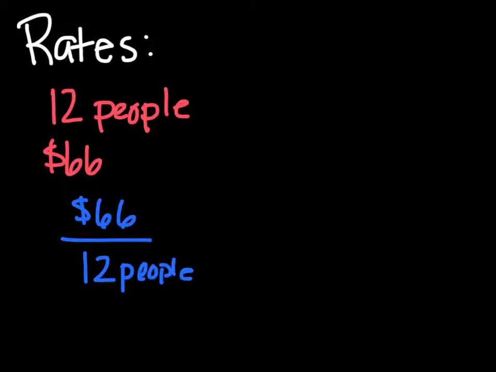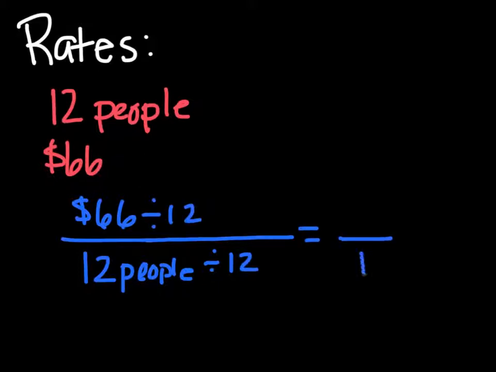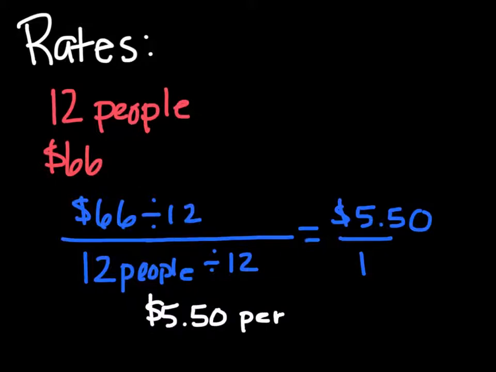We need to divide 66 by 12. However, we also need our denominator to be 1. So we're actually going to divide both our numerator and our denominator by 12. Now we have 1 in our denominator, and we'll divide 66 by 12, which gives us $5.50. So the cost of food and drinks is $5.50 per person. That would be our unit rate.